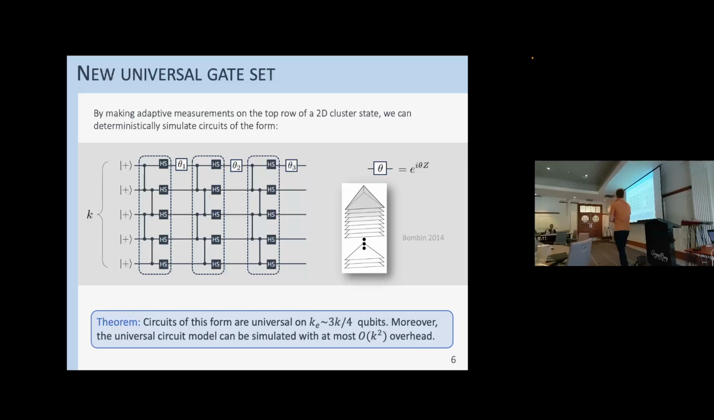And is the k-squared overhead coming from the fact that this has to be depth k or something? What do you mean by simulated with at most O(k^2)? Yeah, what I mean is basically you get a depth overhead of k squared.